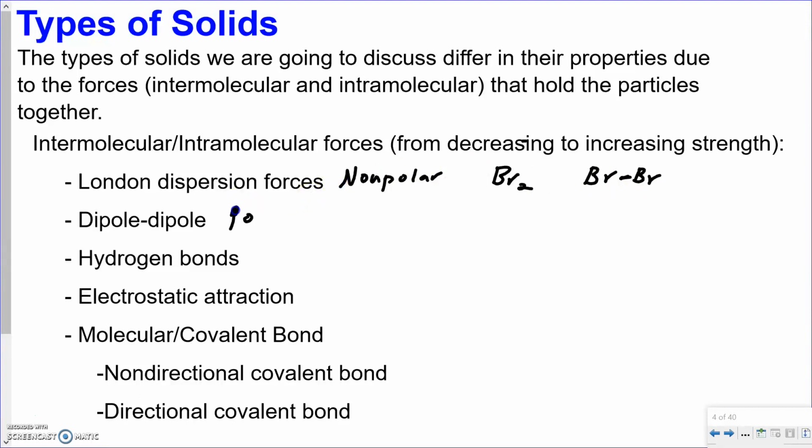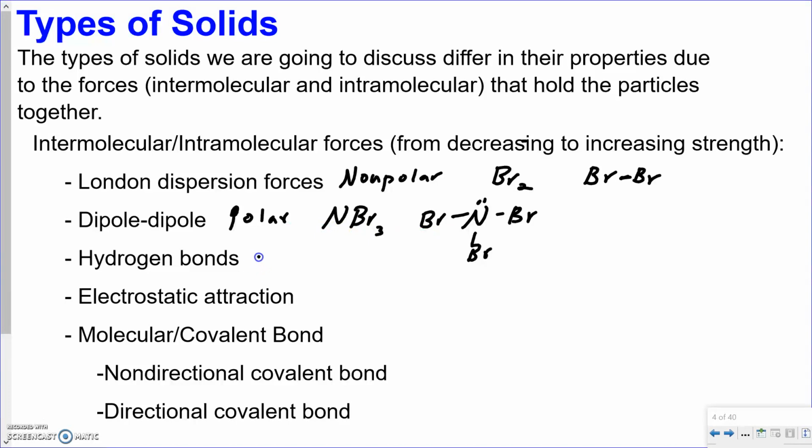Our dipole-dipole is with our general polar molecules. So let's say NBr3, which is our trigonal pyramidal. Our electronegativity will not cancel out due to this lone pair not pulling or pushing. So the bromines will be pulling against the nitrogen, which will result in a positive and negative dipole due to the uneven electron distribution, which will result in a polar molecule that will be attracted: the positive of one molecule attracted to the negative of another molecule.